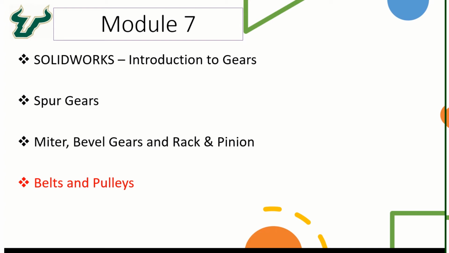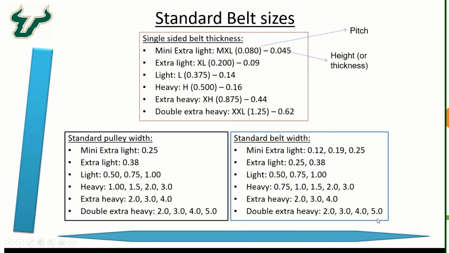Hey guys, we will be looking at the belts and pulleys in this module. The standard belt sizes are listed here in the slide. So a single-sided belt, in terms of the thickness, is categorized into mini extra light or MXL, then extra light or XL, then light L, heavy H, extra heavy XH, and the double extra heavy XXL.